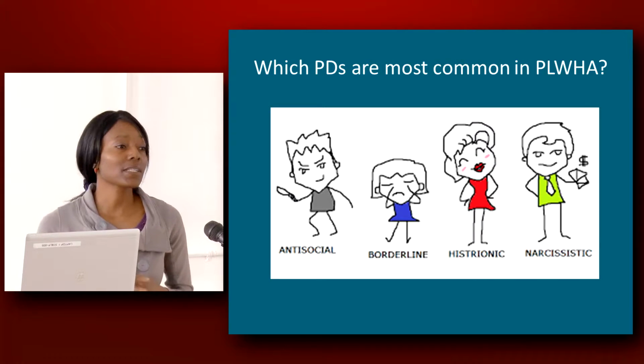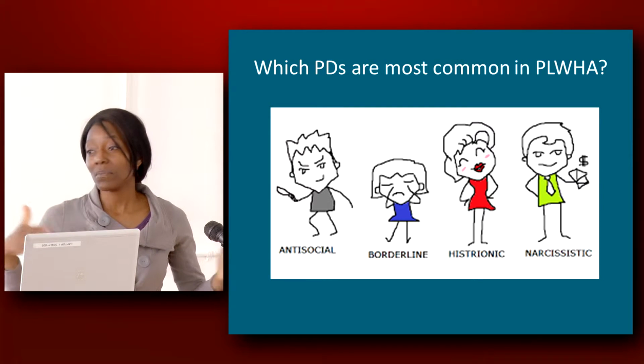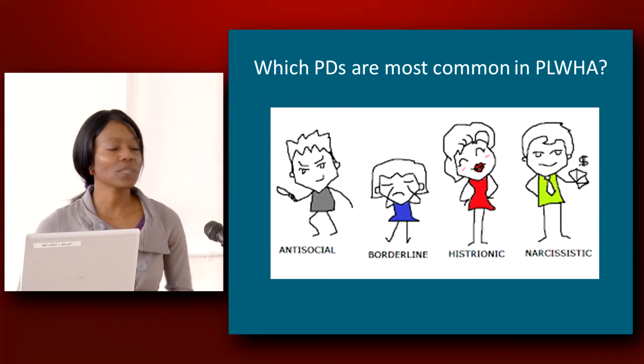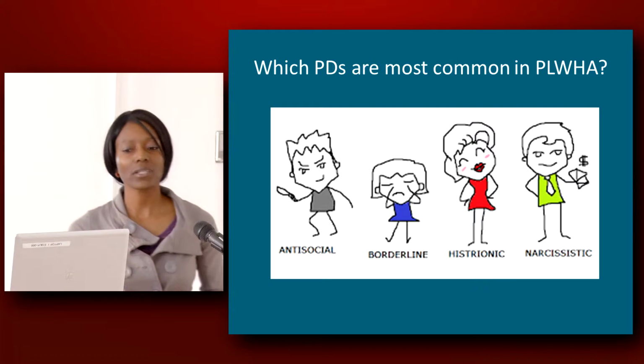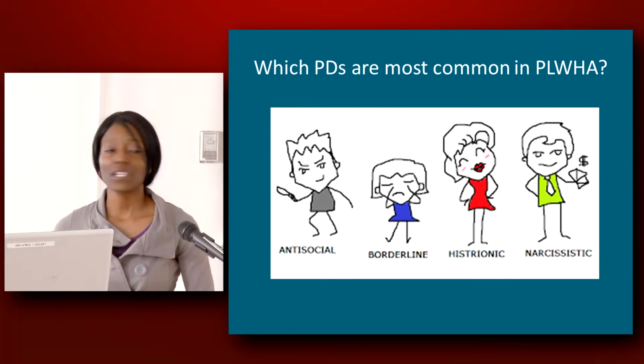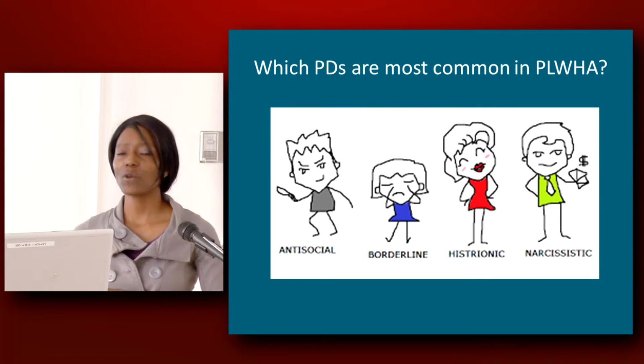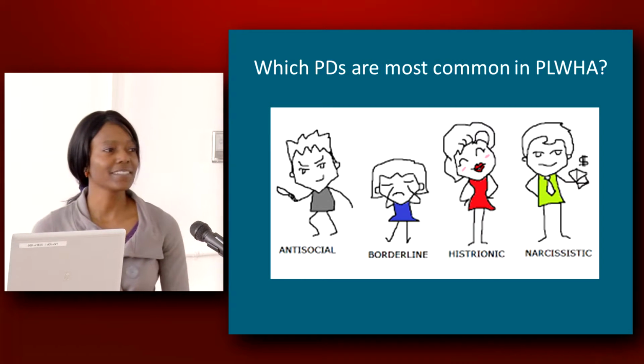The narcissistic personality disorder, who really has a hard time feeling any empathy for other people, who gets through life by manipulating others to do what they want. So these are all personalities that are more likely to engage in impulsive behavior, such as the risk factors for HIV, and that's why we see them most commonly in people living with HIV/AIDS. Any questions or comments so far?